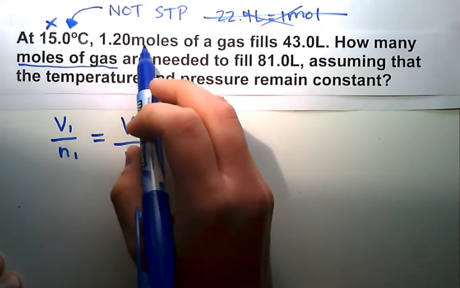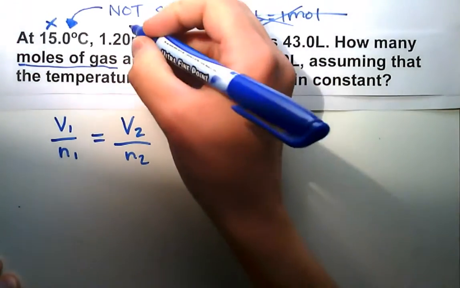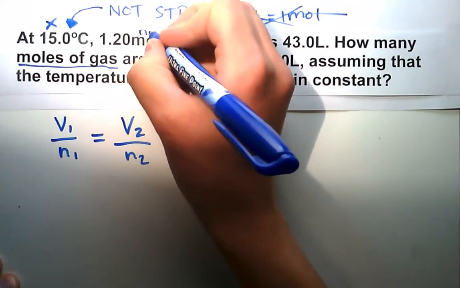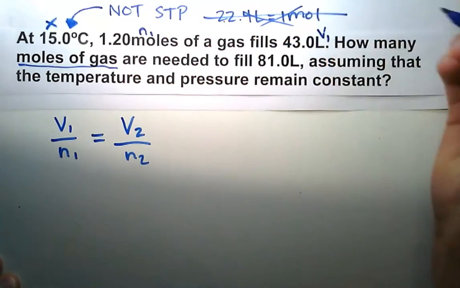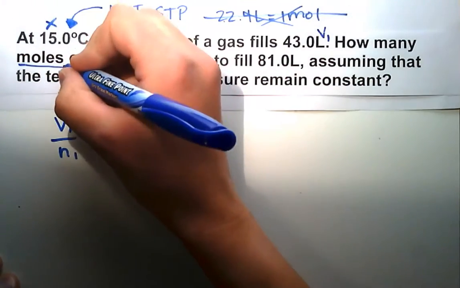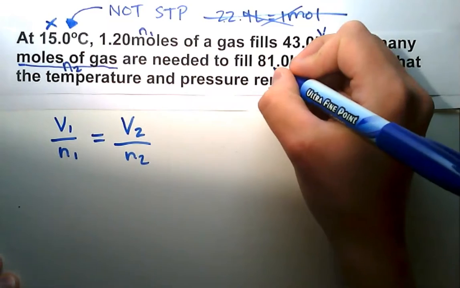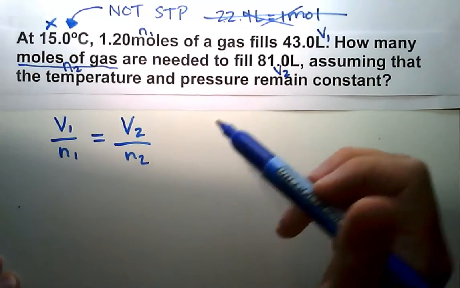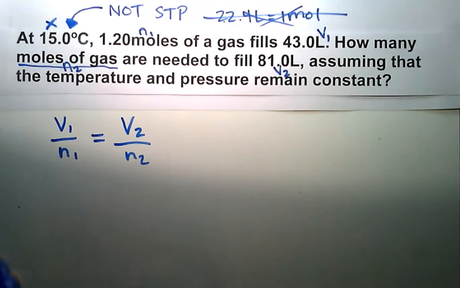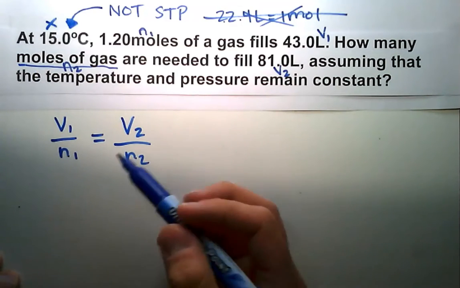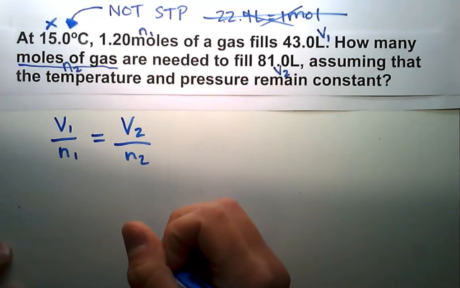So we have 1.2 moles of gas filling 43.0 liters. So our initial number of moles, N1, and then our initial volume, V1, and it says how many moles of gas we're looking for, N2, are needed to fill 81 liters, so V2. So we have consistent volume units, liters and liters, and then our N2 value is going to come out in moles. So we have our consistent units, so all we need to do is substitute in some values.